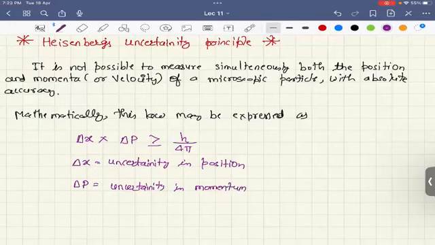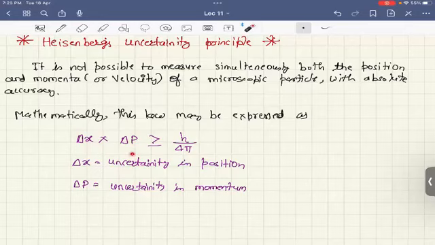Right? The sign greater than or equal to here means that the product of delta x and delta p can never be less than h by 2 pi. That means even in the best case it cannot be zero. It always has to be greater than some particular value. And the constancy of the product of uncertainties means that if delta x is small, then the position of the particle is measured accurately, and delta p would be large, that is, there would be large uncertainty in its momentum.